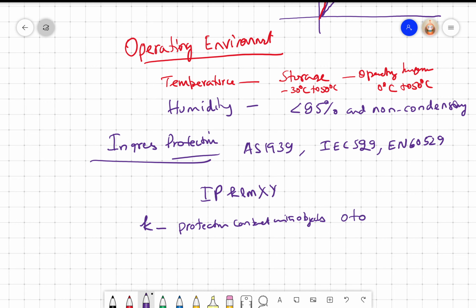0 means you cannot make the transducer work. It's very flimsy. 1 means it can come into contact with bigger particles, 50 millimeter in diameter, and it will still withstand and work. 2 would be 12.5 millimeter particles, and 3 would be 2.5 millimeter particles.